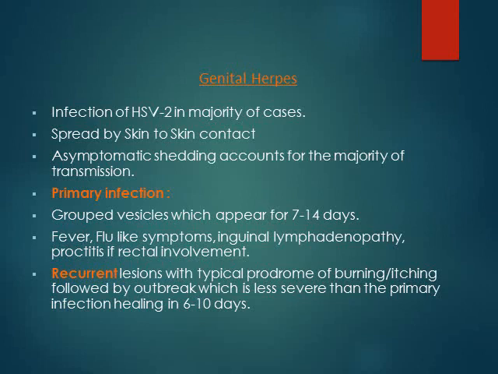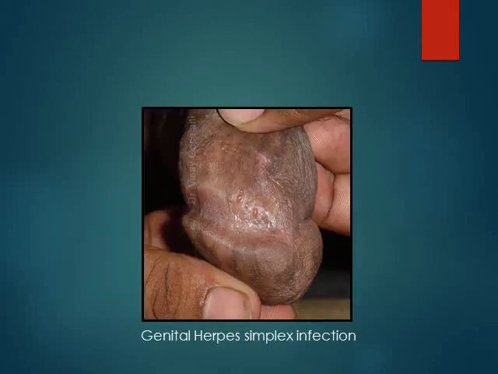Asymptomatic shedding accounts for the majority of the problem. In the primary infection you may see grouped vesicles which appear after 7 to 14 days of incubation period. Fever, flu-like symptoms, and lymphadenopathy will be there, and recurrent lesions will typically be milder, just an outbreak of vesicles without much prodromal feature. So this is a group of vesicles seen at the shaft of the penis.